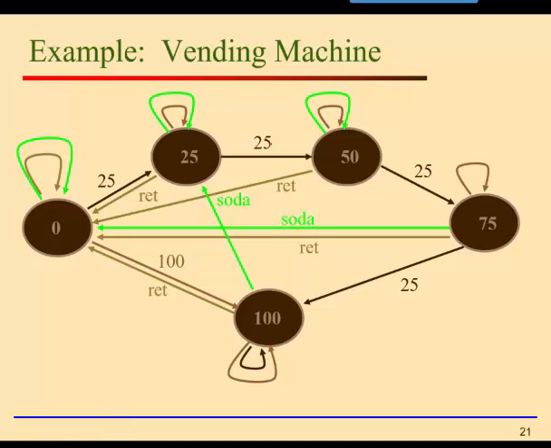But this is another type of finite state machine. The reason I put this here and discussed it is because this shows a more complicated state transition, because I can go from $1 to the refund, or I can go to the soda and the refund. I've got all kinds of options that can happen.